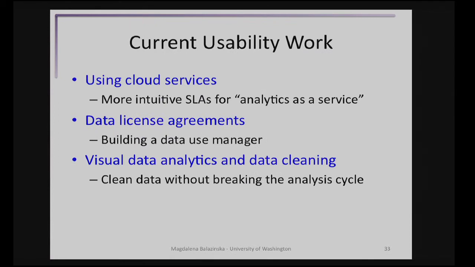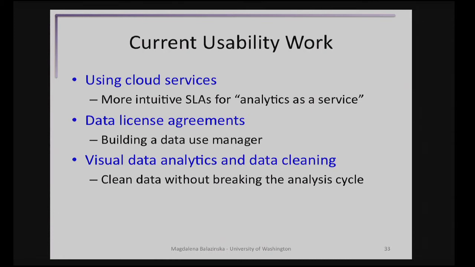So what I would like to do is spend the last few minutes telling you a little bit more about our ongoing work. As I said, we are a database group. We are looking at different aspects of big data management. One of those is usability. I talked about helping users write SQL queries. I talked about helping users debug the performance, but there are many, many other challenges.